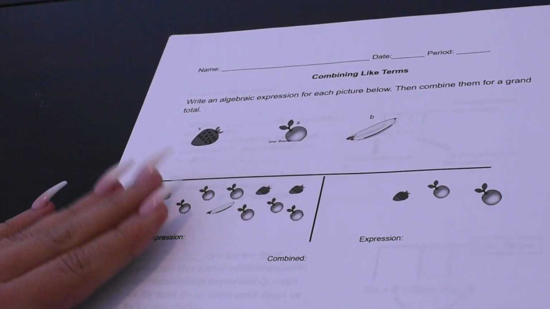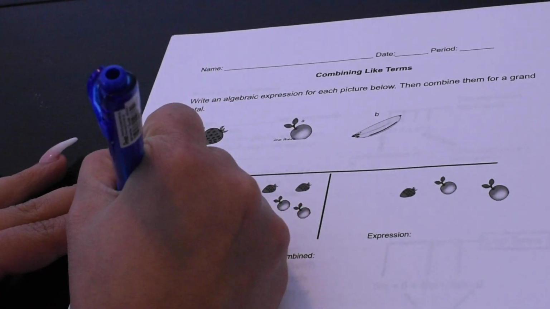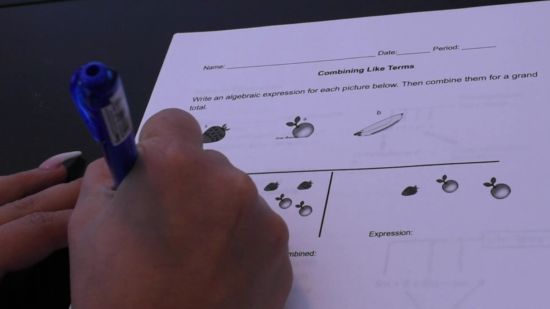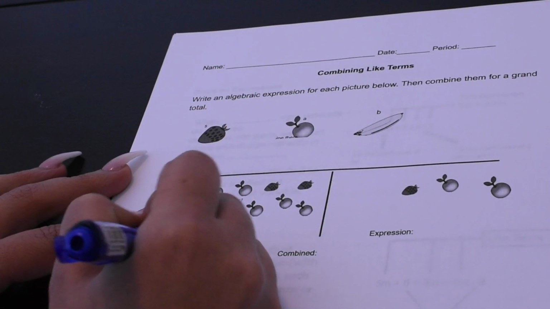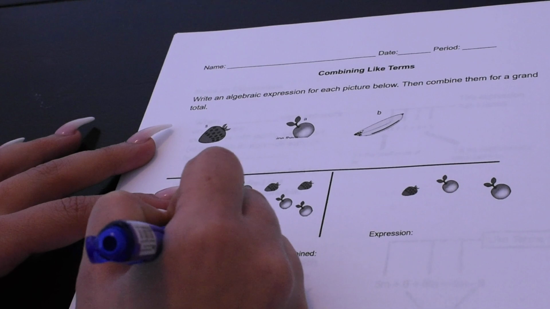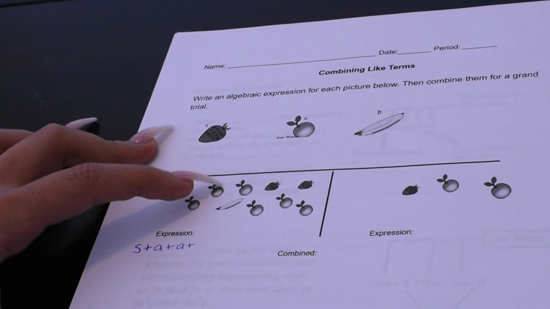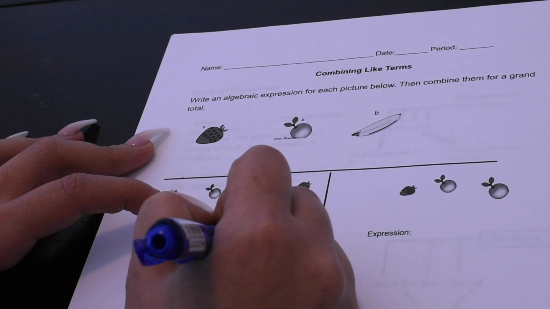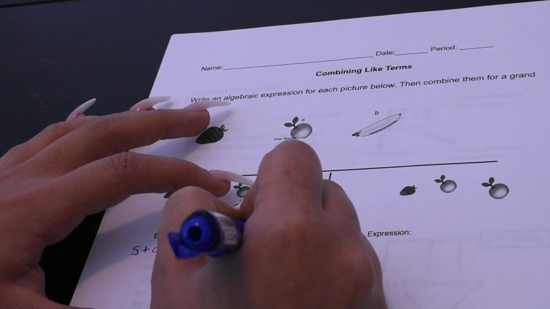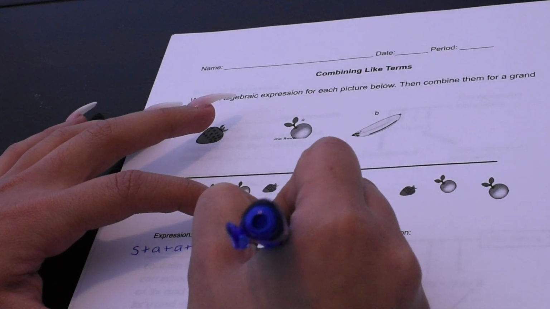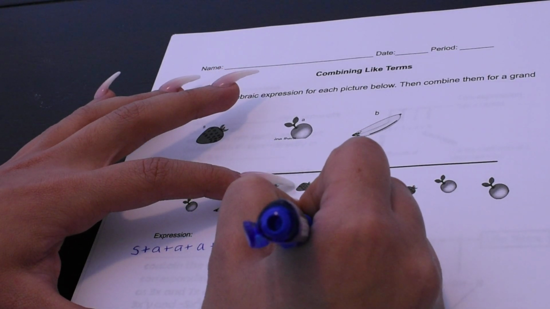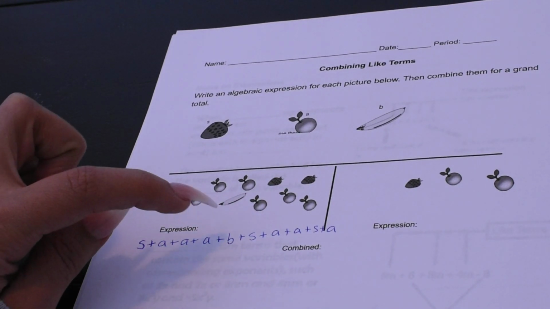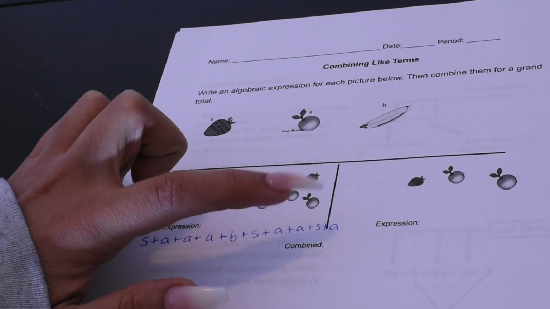So if you look at this left side right here, I have one strawberry, so that's s, because I'm using the variable s to represent strawberries, plus I have an apple, so a, plus another apple, so another a, plus another apple, so another a. Oh, now I have a banana, plus b, plus, oh, I have another strawberry, plus another apple, plus another apple, plus a strawberry, plus an apple. So that's my expression for this side. Strawberry plus apple, apple, apple, banana, strawberry, apple, apple, strawberry, apple.